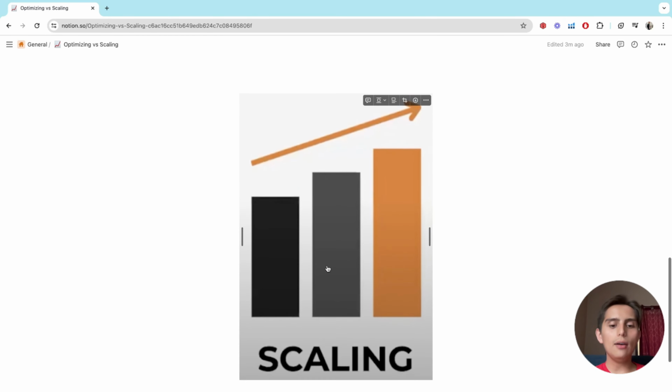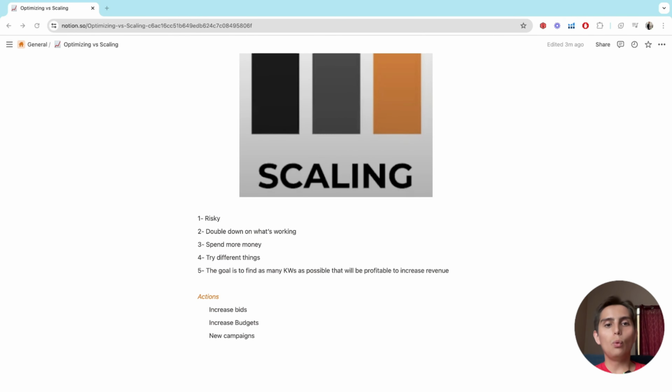And now we have the scaling phase. When it comes to the scaling phase, this is kind of like the other way around, literally, because we're gonna be risky. We're gonna double down on what's working. We're gonna spend more money, and that's totally fine.